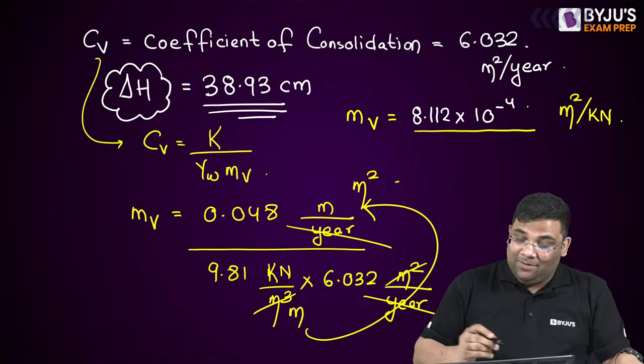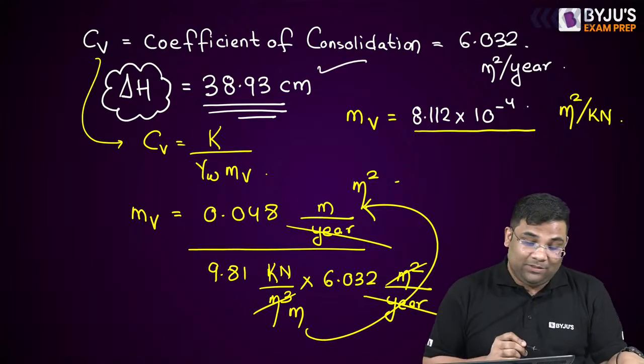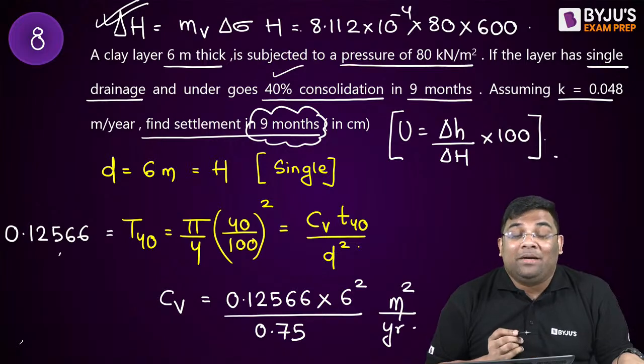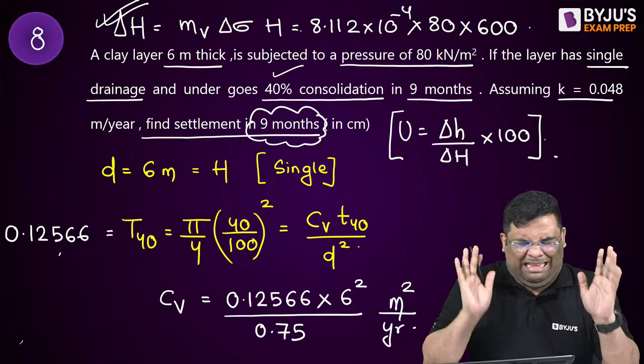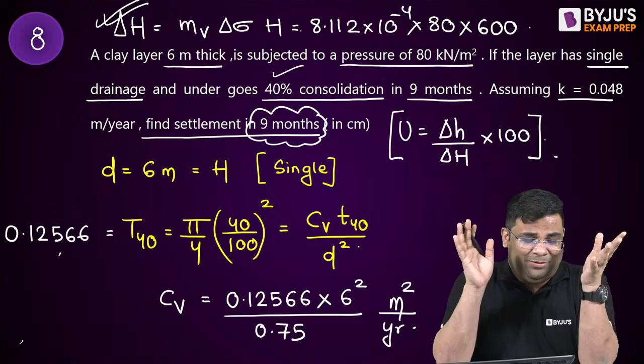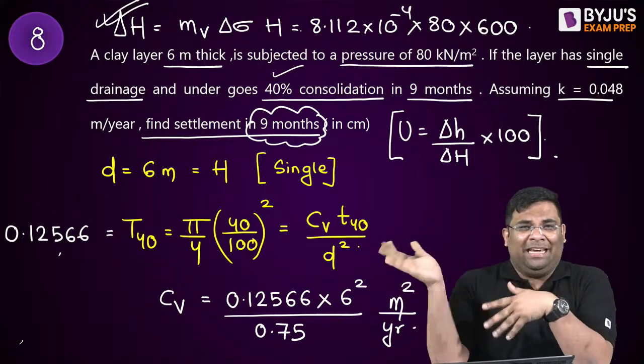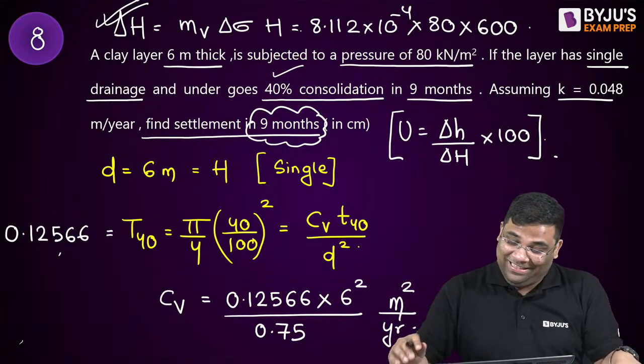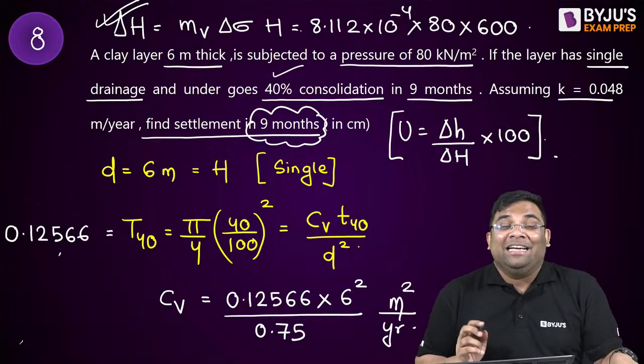See, the ultimate settlement is this one, because this formula gives me the ultimate settlement. Again I'm saying "they", because when we solve this GATE question, I use "they", since it is for the IIT. So in 9 months, it will be 40%.